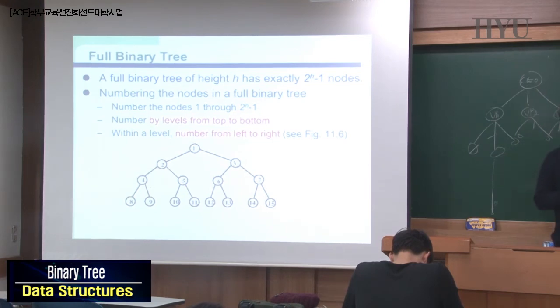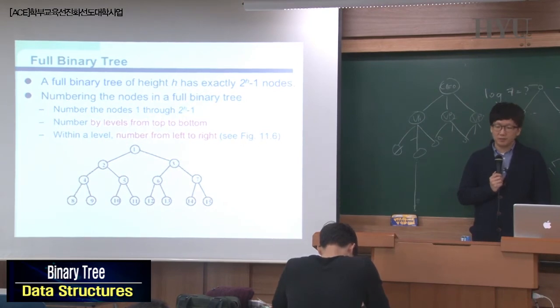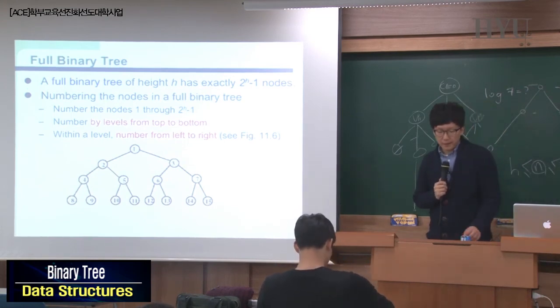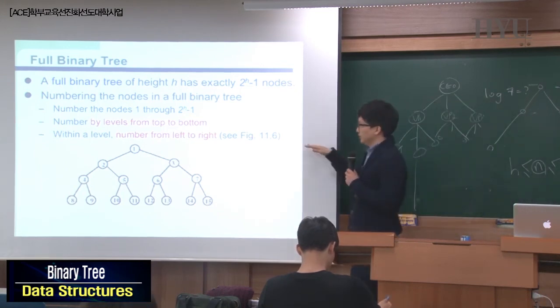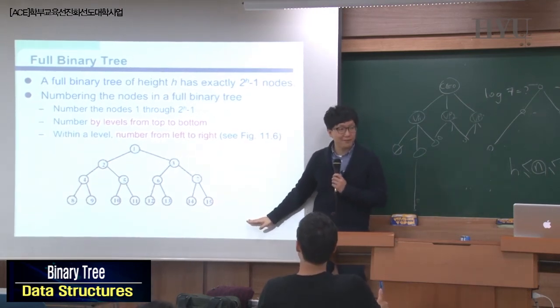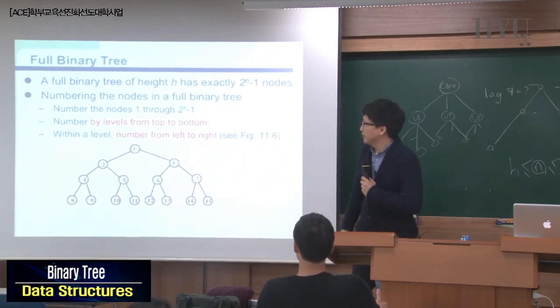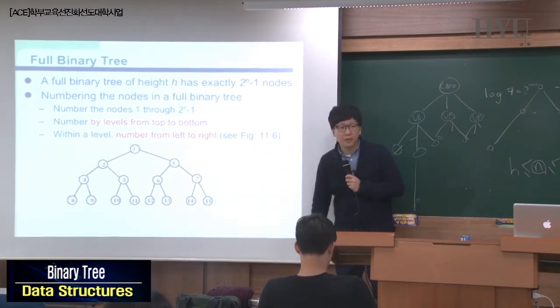Numbering the nodes in a full binary tree. I'm going to give each node a number, maybe 1 through n, right? Oh no, n is 2 to the h minus 1. Yeah, n nodes. So number by levels from top to bottom. Level 1, I'm going to do it this way. I could make a rule that I could do it backward, right? 1, 2, 3, 4, but I'm going to do it this way. This is the full binary tree definition. Within the level, number from left to right.